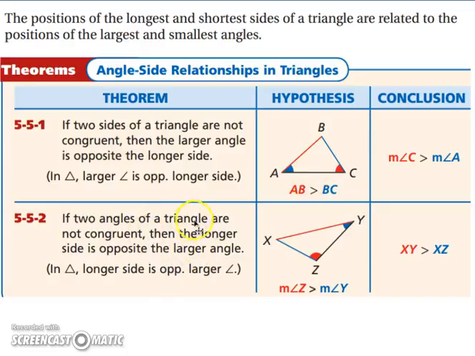If two angles of a triangle are not congruent, then the longer side is opposite the larger angle. So if XY is the larger side, that means angle Z has to be the larger angle. Because the further you spread apart the two sides, the bigger the angle is going to be. Therefore, the bigger the side to connect the two ends is going to have to be. If you're having trouble with this, see your teacher. She might have a manipulative to show you how this works.